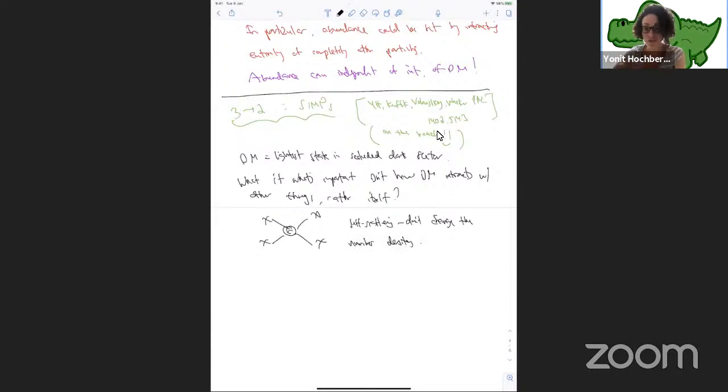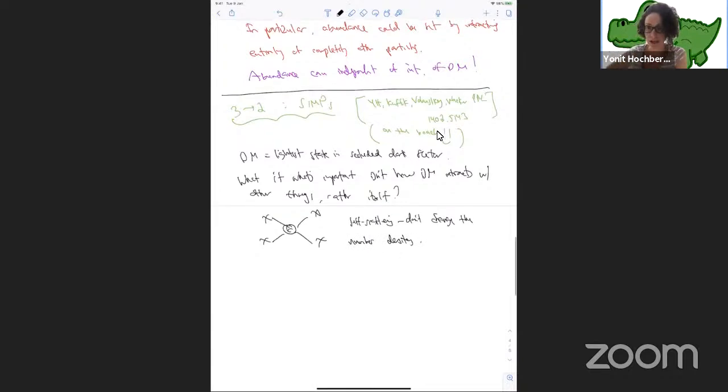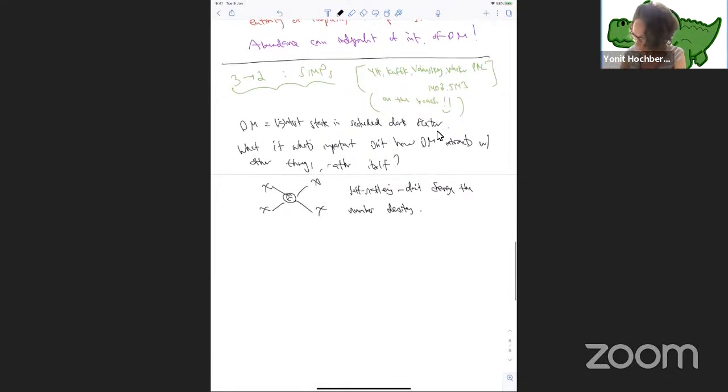Okay? And the first process of self-interactions that does change the number density are 3 to 2 annihilations, where I take 3 dark matter particles and I shoot out 2 on the other side. So chi, chi, chi goes to chi, chi.